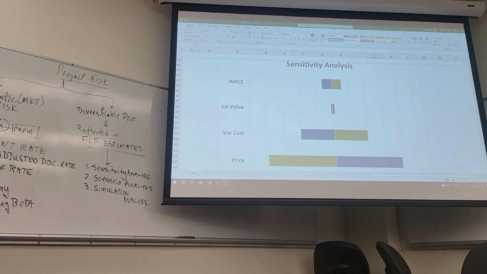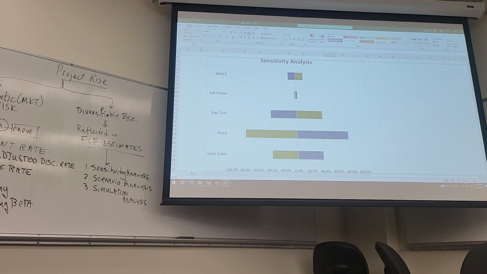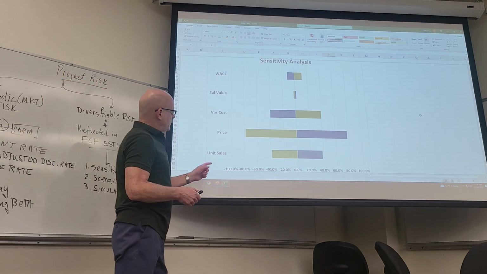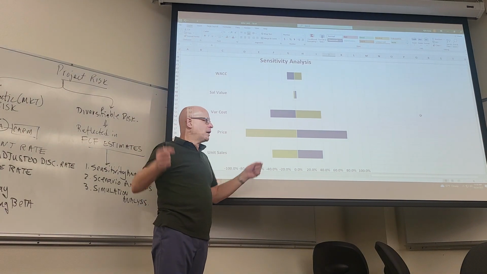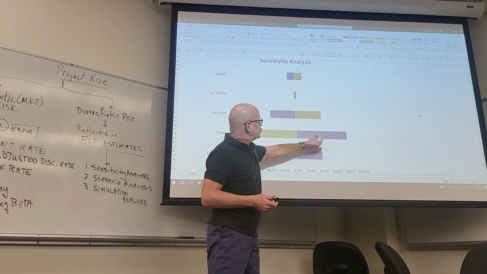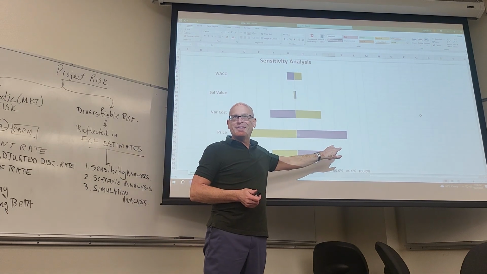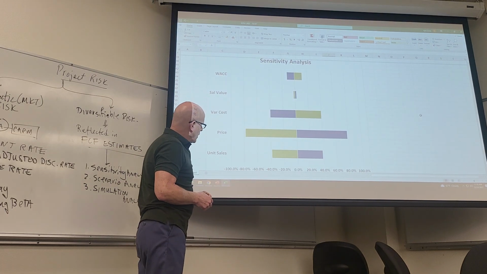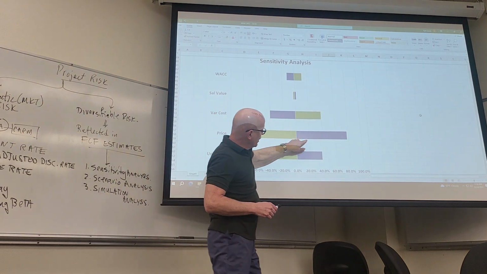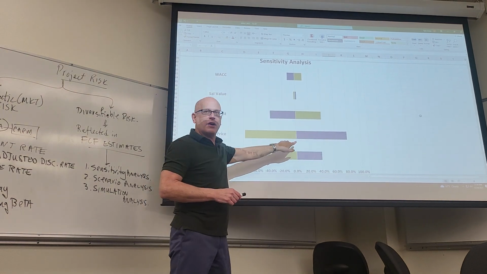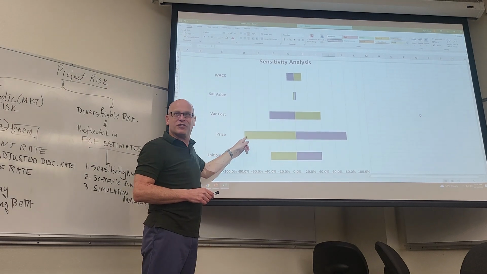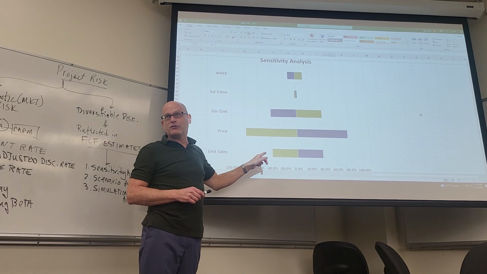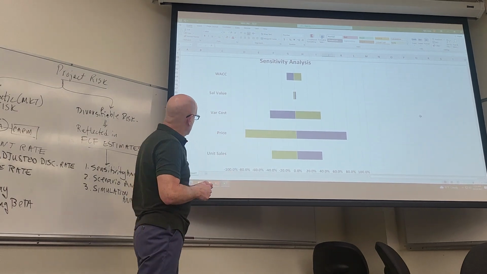So I can look at this and see, for example, if I look at my unit price, which was 200 originally, and change that by some amount, I get a lot bigger change in NPV. NPV goes up by almost 80% if the price goes up. If the price goes down 10%, NPV goes down almost 80%. That's a big impact. It's very sensitive to output price.